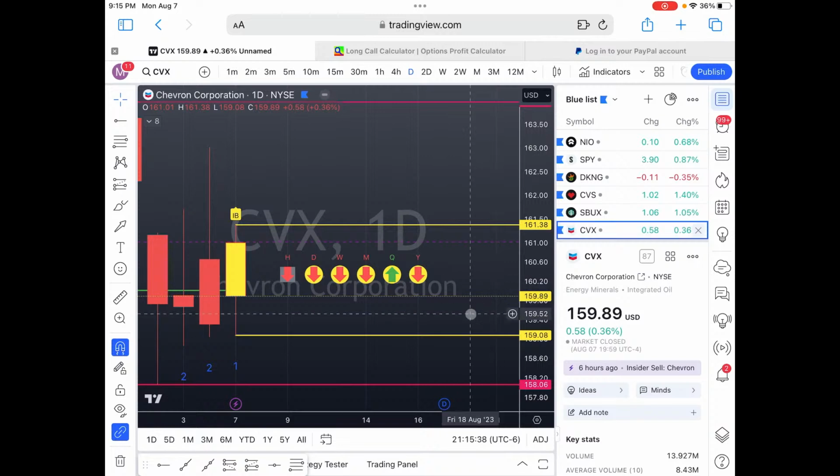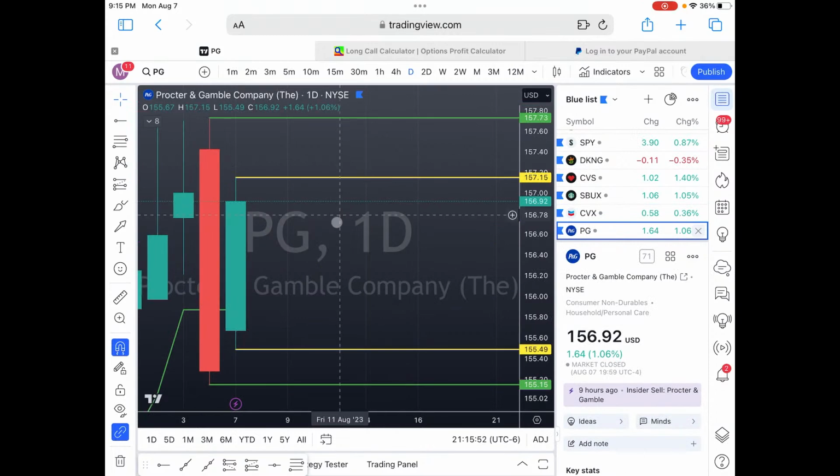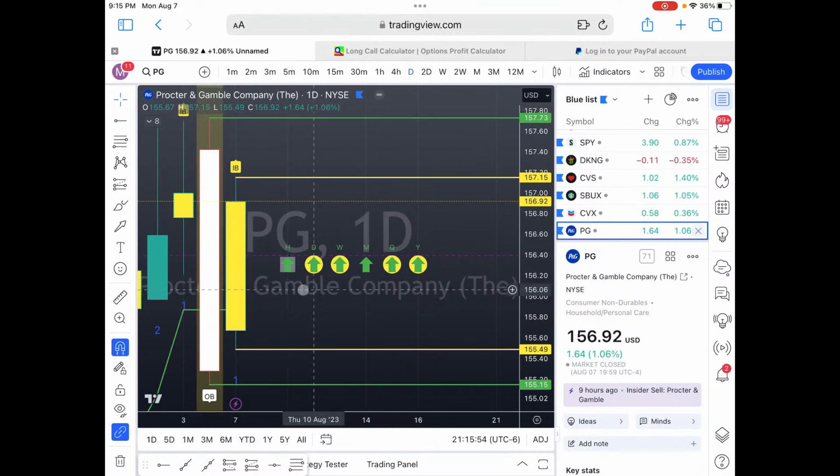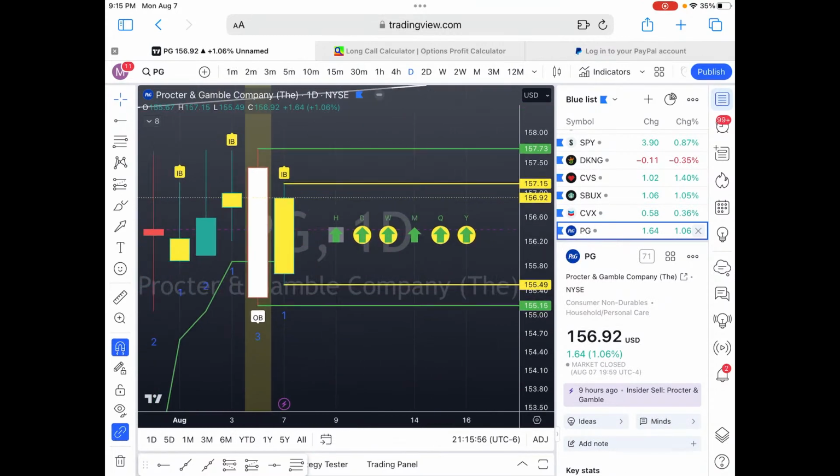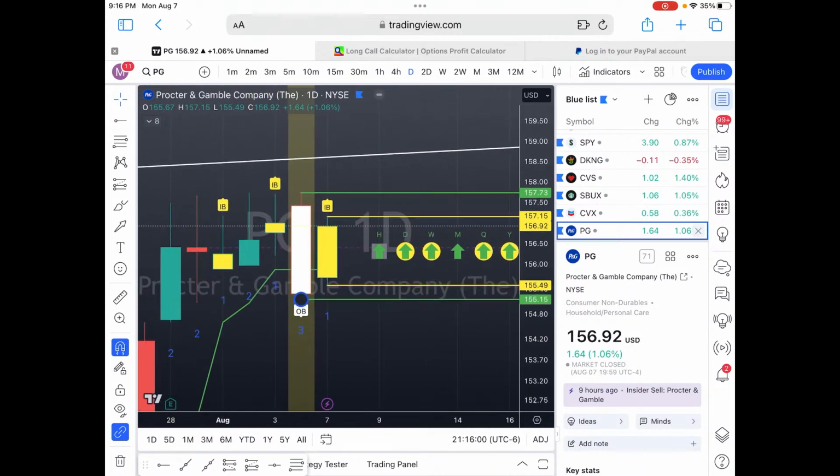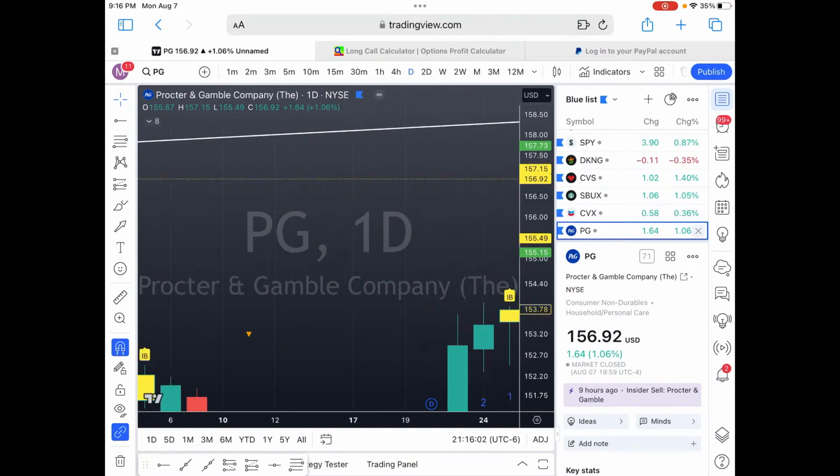Okay? Inside bar off of Chevron. I like Chevron because we have all of these red arrows to the downside. A lot of inside bars still, but we have these red arrows to the downside. So puts at 159.08, calls at 161.38 on CVX. Here's another 3-1 setup on Procter & Gamble. You can see here we've got all these green arrows pointing to the upside. That doesn't mean it's going to trend that way, but the potential is there.